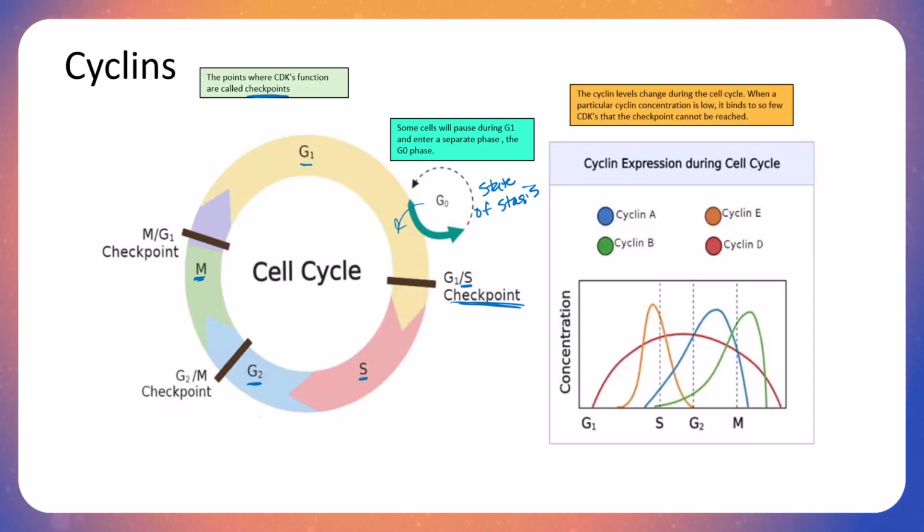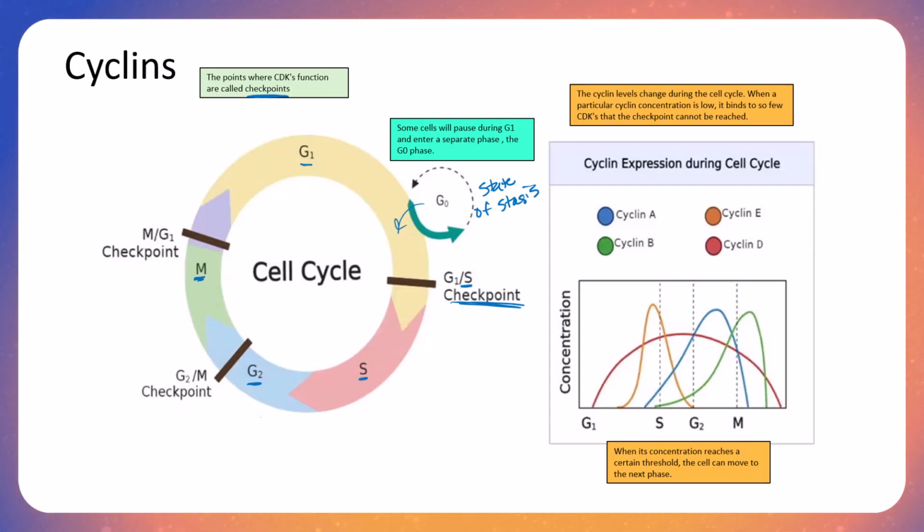The cyclin levels change during the cell cycle. When a particular cyclin concentration is low, it binds to so few CDKs that the checkpoint cannot be reached. When you look at a graph like this, you need to think about these being thresholds, where if the concentration gets big enough, then it allows the checkpoint to be passed. If you think about these checkpoints like gates, then once these thresholds of cyclin and CDK levels reach a certain threshold, it opens that gate, so to speak, and allows the entire cell cycle process to progress through the gate.